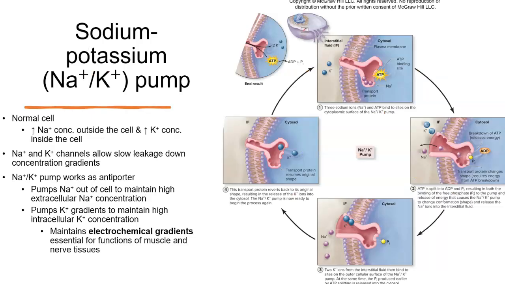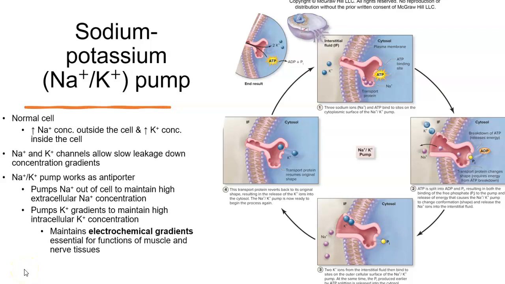Within a normal cell, there's more concentration of sodium outside the cell membrane, and a greater concentration of potassium inside the cell membrane. This is maintained by a special kind of ion pump called a sodium-potassium pump. It's really an exchange pump because it moves one ion into the cell against its concentration gradient while moving the other ion out of the cell against its concentration gradient.